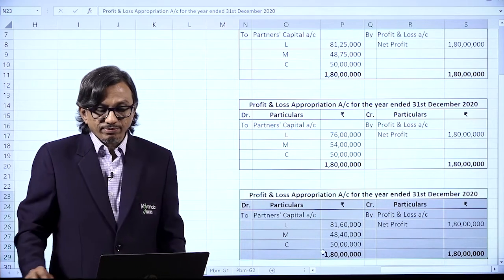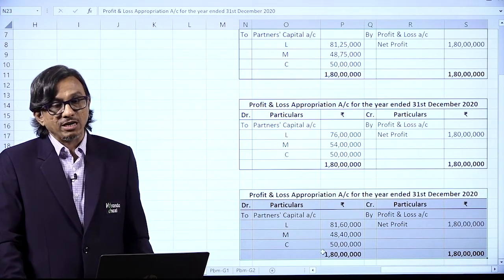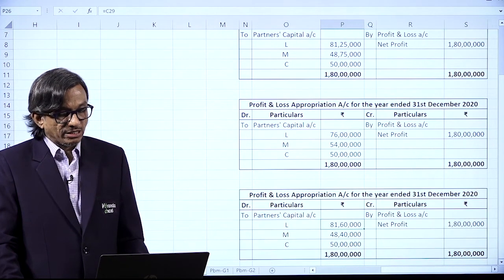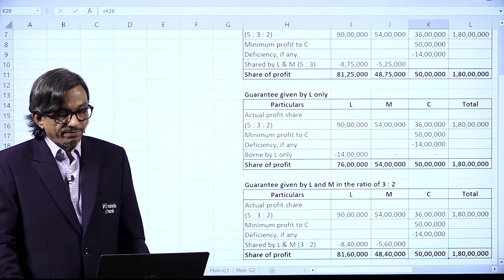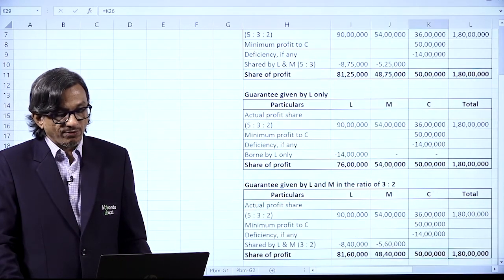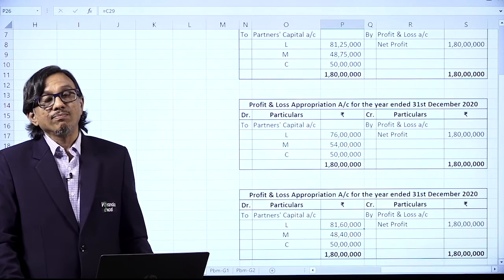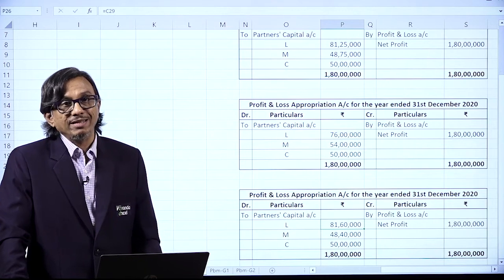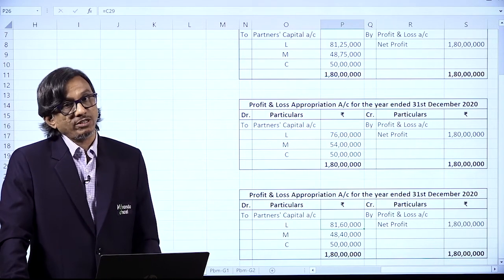Very simple. P&L appropriation account, credit the profit of 180, L share is 81.60, we got it from here, M share is 48.40 and C share is 50. That is how the 180 lakhs profit has been shared by the partners in the three given situations.